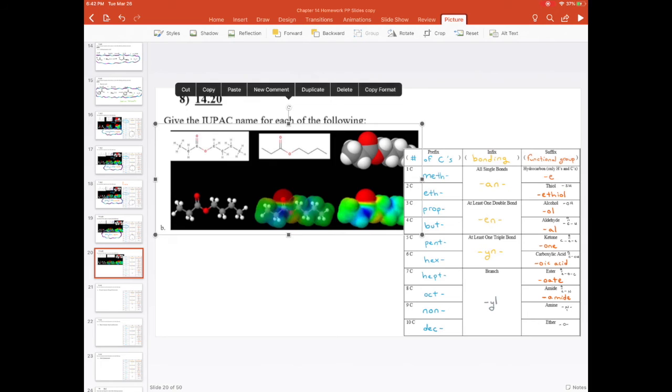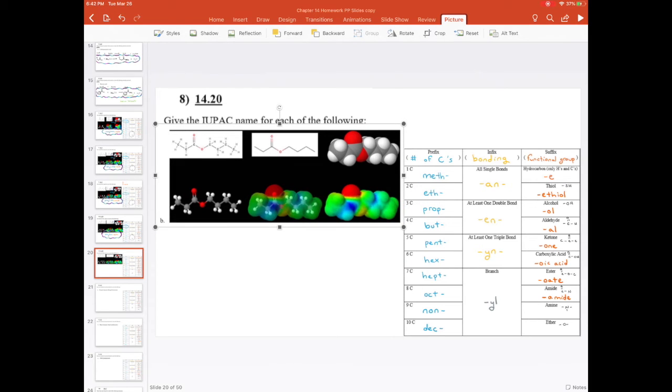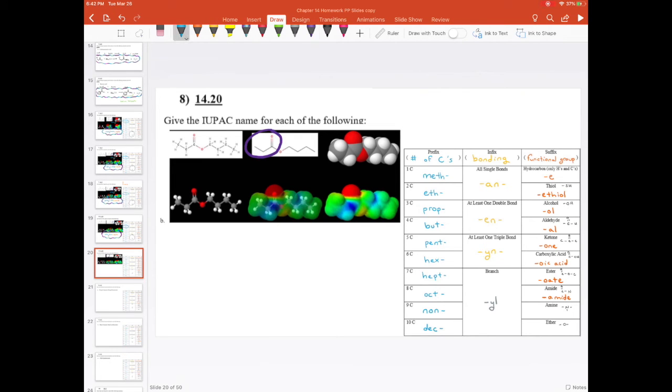In this molecule, they have the same thing. We have 2 carbon chains. The backbone is the carbon chain that has the double bond on it. So here there are 3 carbons, so the prefix is prop-. Between those carbons, there's only single bonds, and so the infix is -an-.